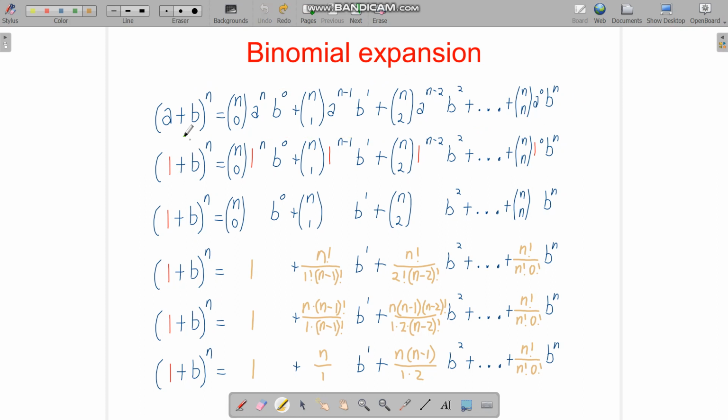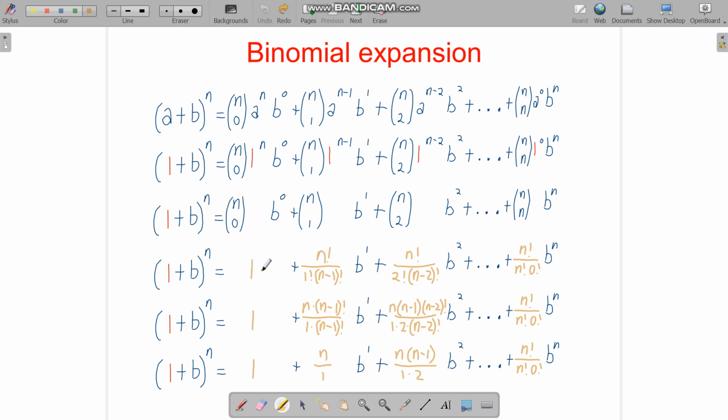if we replace the a with 1, we replace everything with 1, and then 1 to the power of whatever is just 1, so we can just ignore the 1 to the power of whatever. So we just have b to the power of 0, b to the power of 1, and so on. And now nC0 is just 1, b to the power of 0 is also 1, so this term becomes simply 1.